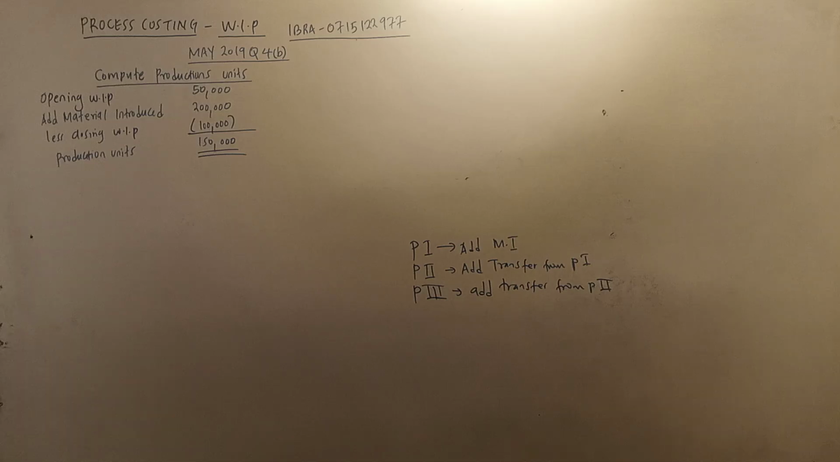That was 200,000. Then we raise closing stock. Closing stock is information number 2, of 100,000, and you get 150,000. After that, now you compute normal loss.